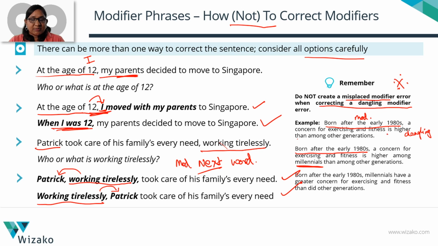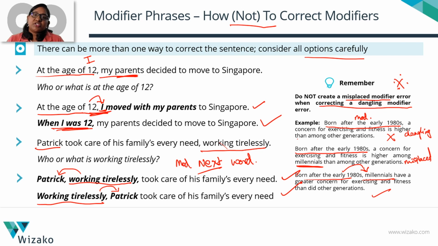But that has been corrected here. The word is there in the sentence. But now I have a misplaced error because the word is not next to the modifier. That's why this is the correct construction. Born after the early 1980s, millennials have a greater concern for exercising and fitness than did other generations.